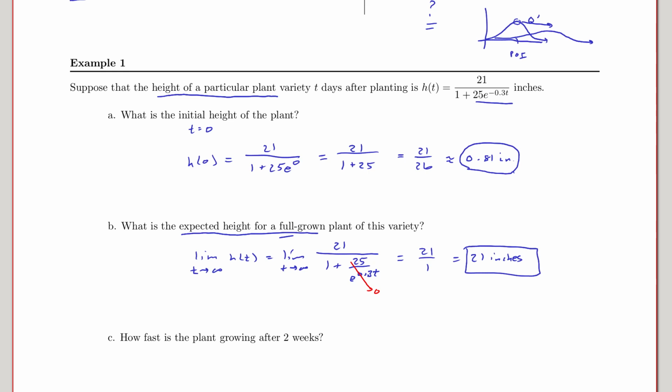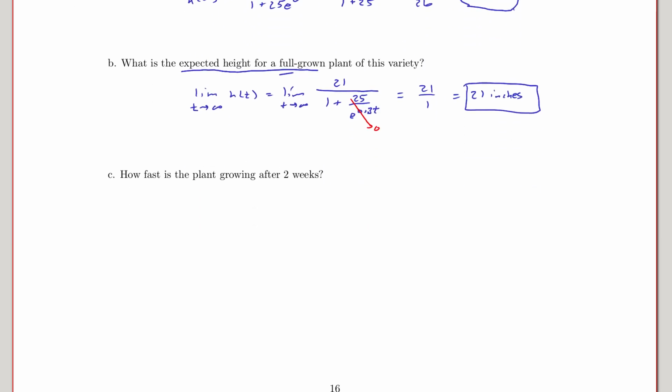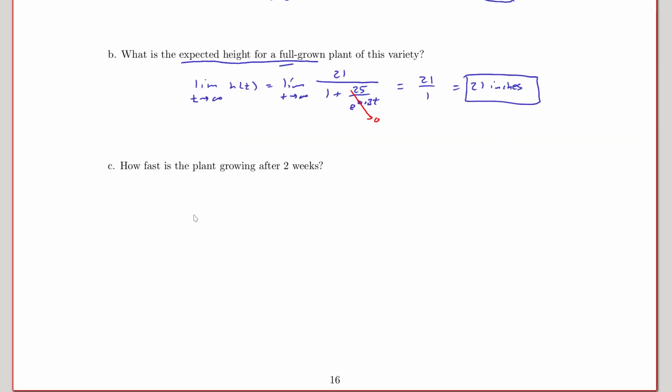Okay, so let's scroll down a little bit here. Now I want to know how fast the plant is growing after 2 weeks. So we know how fast is asking for a derivative. Okay, so we're going to have to find h prime. Also, 2 weeks, you have to be careful here. The function was defined in days, so 2 weeks would be where t is 14. So what we want here is h prime of 14.